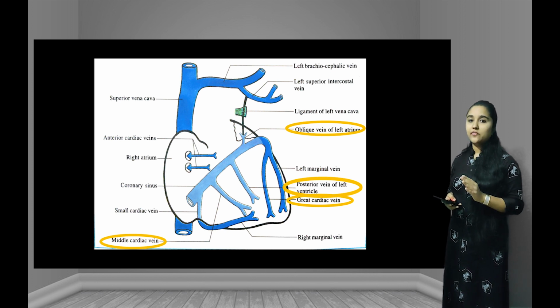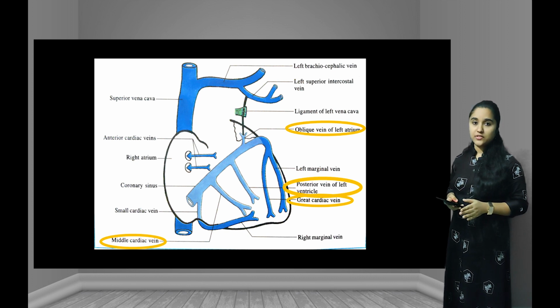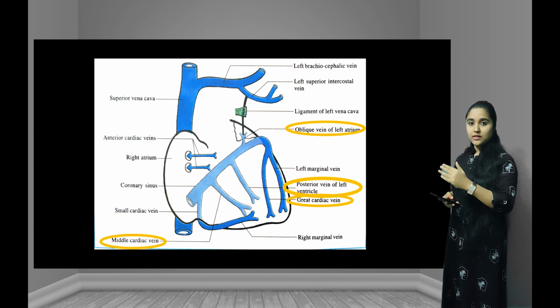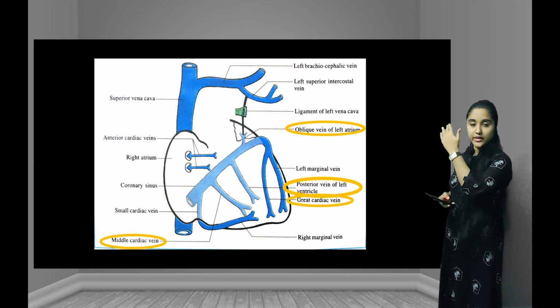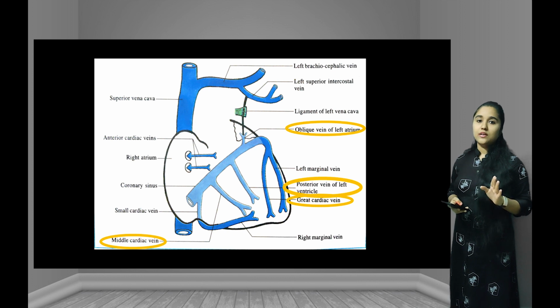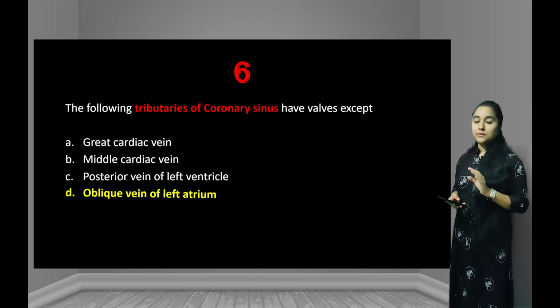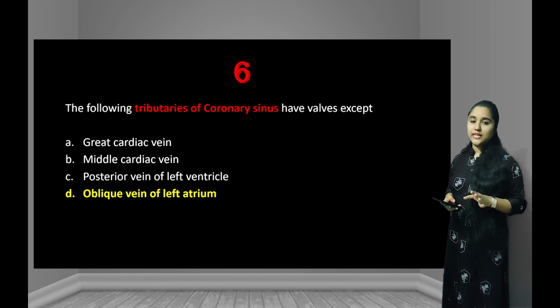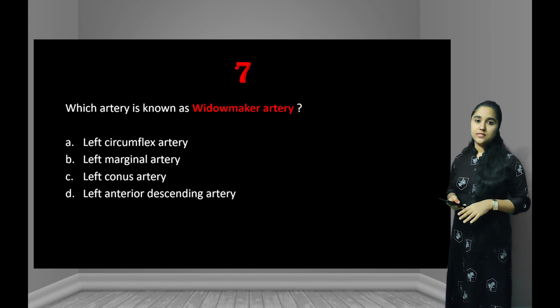Only the oblique vein of left atrium is draining from the posterior surface of the left atrium towards the coronary sinus. That means it is flowing from above downwards. So it does not need any valves. So the answer to this question is oblique vein of left atrium. That means only this vein doesn't need any valve because it is draining from above downwards.